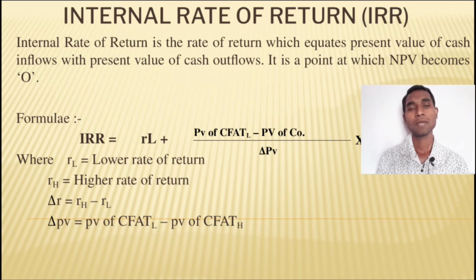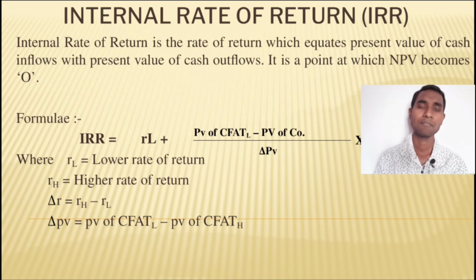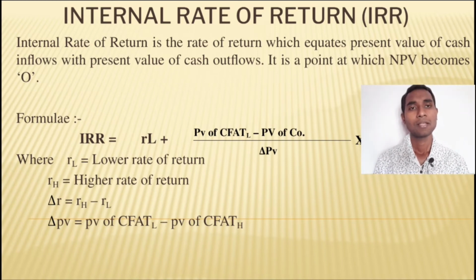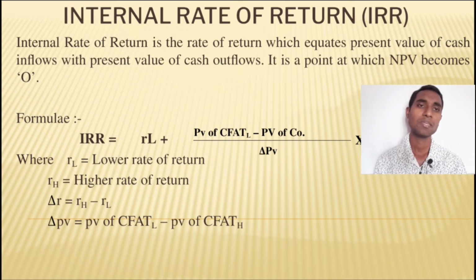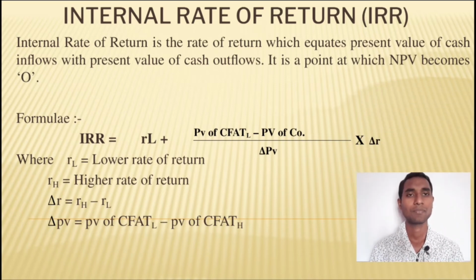Once we have understood the concept of IRR, let us move forward to discuss the formula for calculating the internal rate of return. Here you can see the formula. IRR is equal to RL plus PV of CFAT at lower rate minus PV of CBO divided by delta PV into delta R.